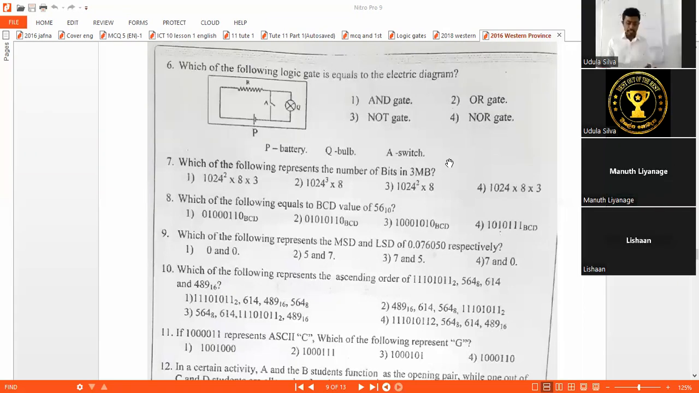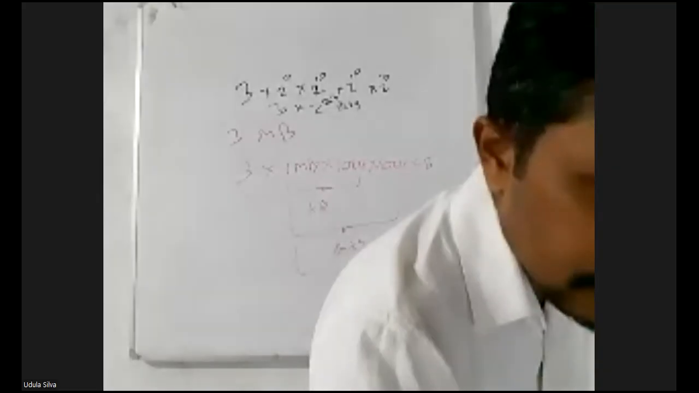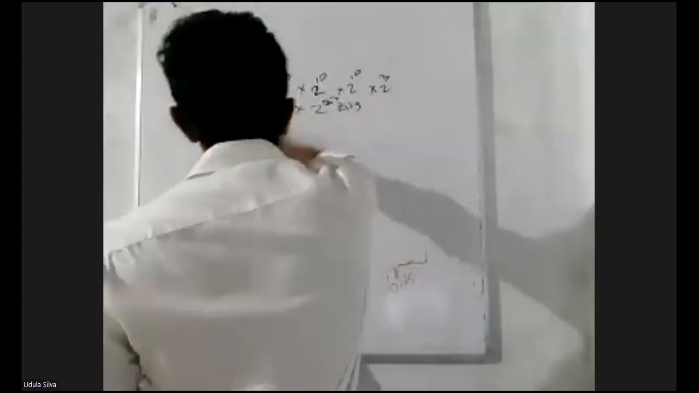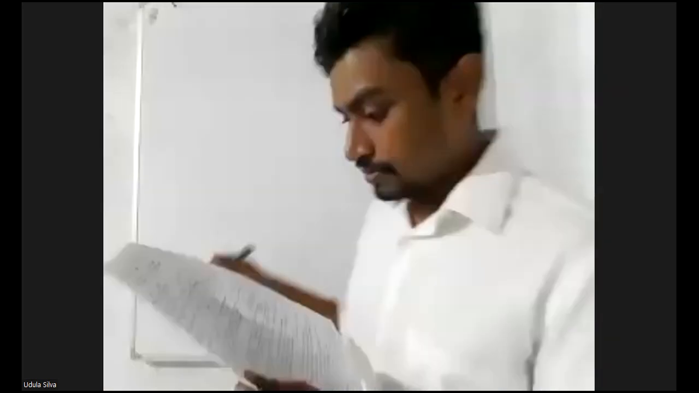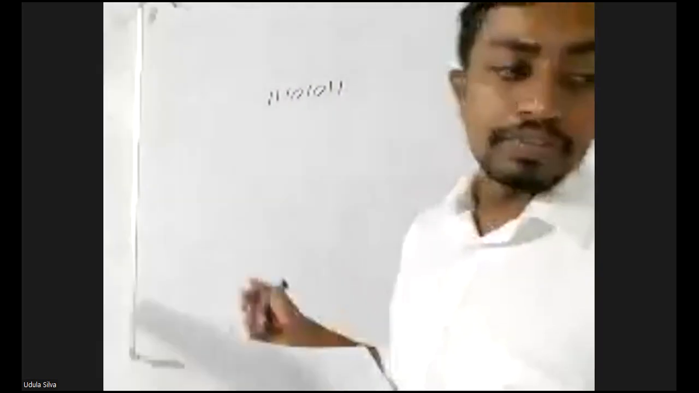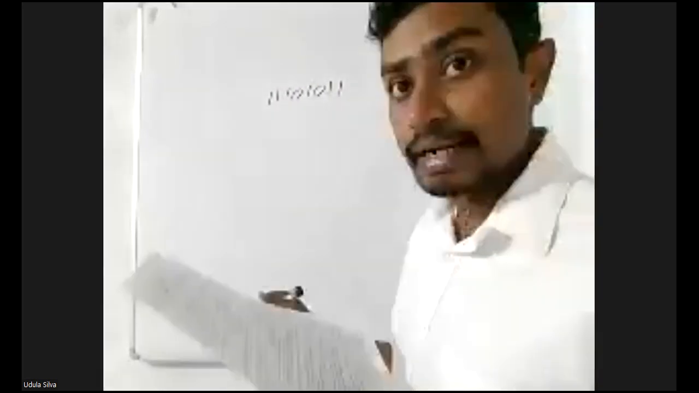One, one, one, zero, one, zero, one, one, right? All right. So here we have a binary value. Let's convert binary into decimal.